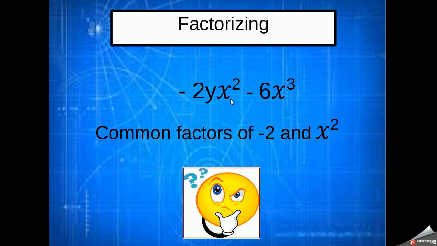Another way to think about it is when you've got the variables to different powers. So by here we've got x to the 2 and x to the 3. The common factor there will be whichever power is lowest. So if this had been x to the 4 and x to the 5, the common factor would be x to the 4. If we've got x to the 2 and x to the 8, the common factor would be x to the 2.